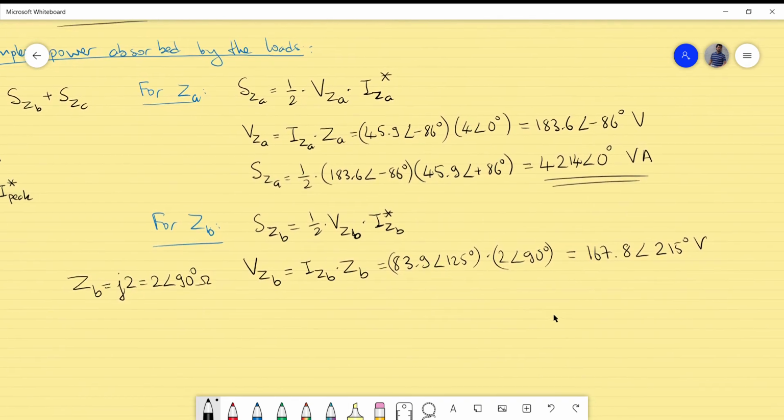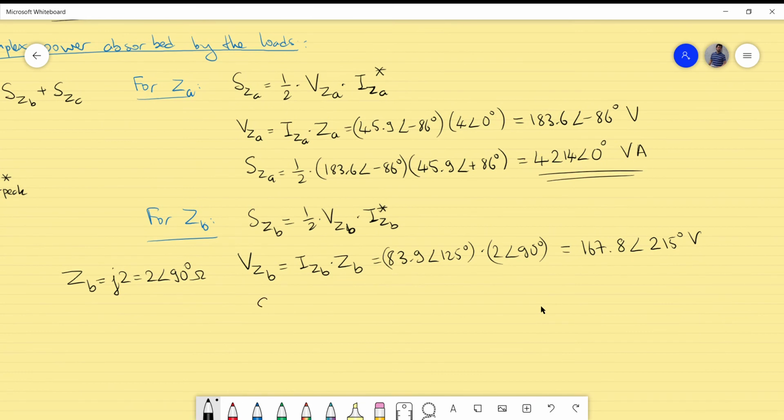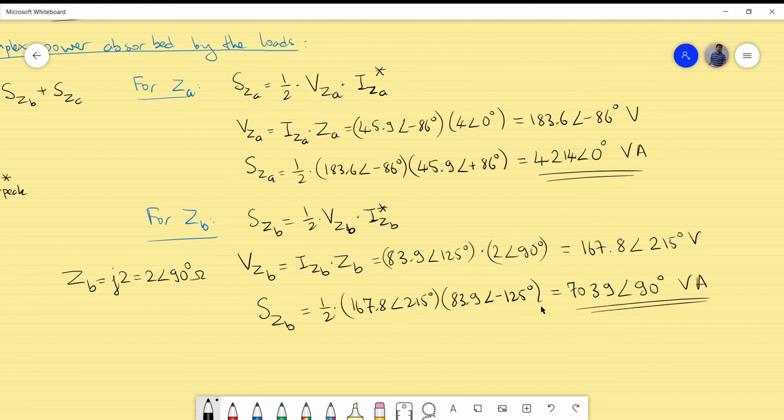Now we are very close to the apparent power of ZB. So what we have is ZB, and the apparent power of that will be a half times this one, 167.8 phase 215 degrees, and times the complex conjugate of the current, which will be 83.9 phase of minus 125. And if you do the math here, you will have 7039 phase of 90 degrees. As you can see, it's just pure inductive because it is plus 90 degrees.